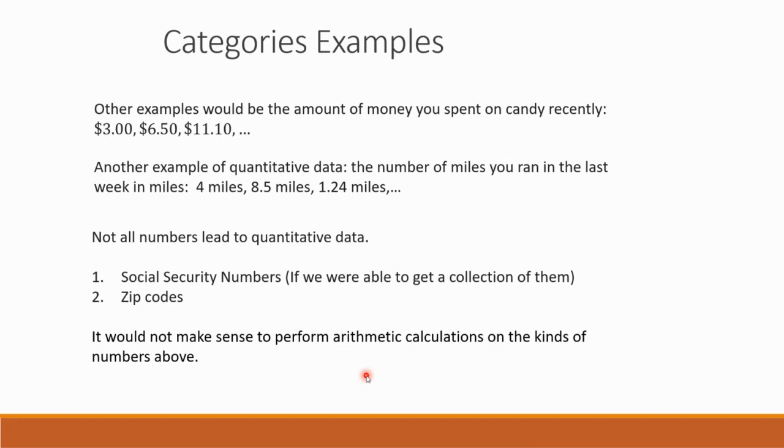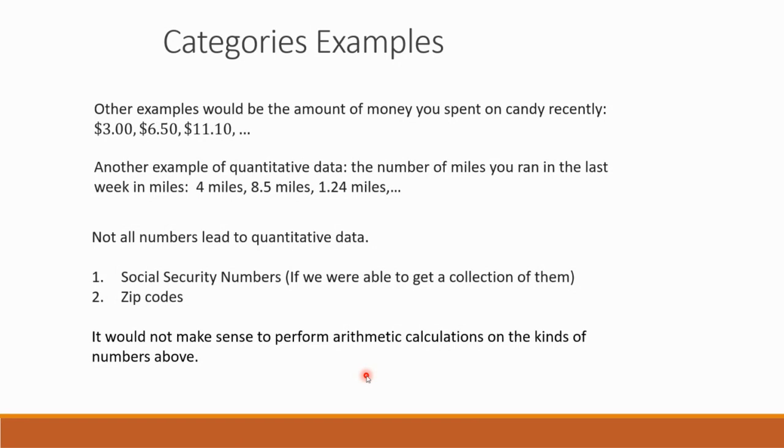Now, you got to be careful, though, because not all numbers give you quantitative data, right? For instance, Social Security numbers. It doesn't make sense to add up Social Security numbers together, right? That doesn't make sense at all. Or the average Social Security number, that wouldn't work. Or like ID numbers, for instance. You can't do arithmetic calculations on that either.